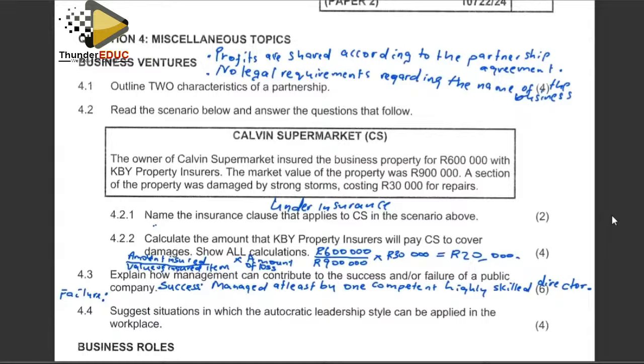So now let's check failure. Large management structure can result in decision making.